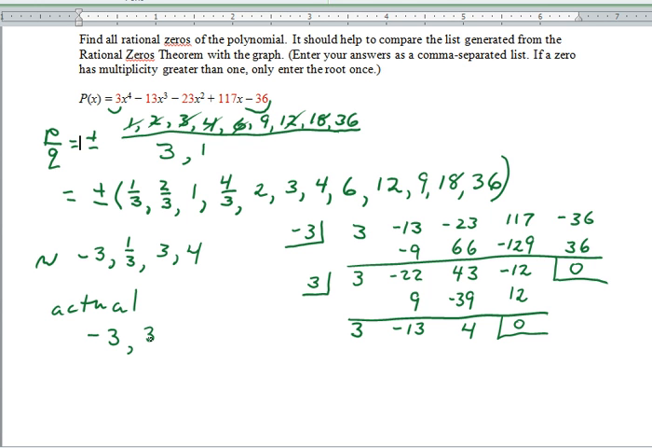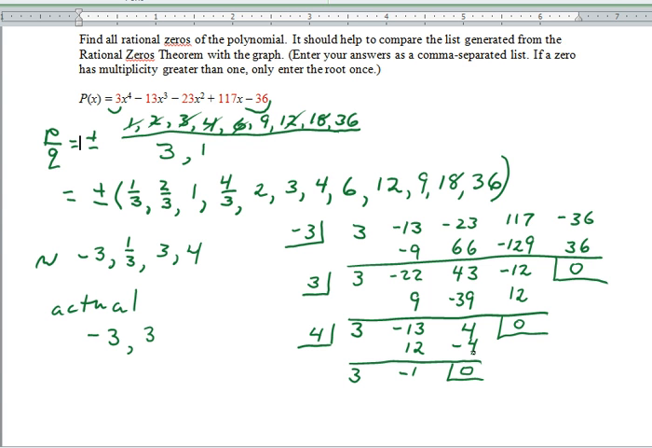Now let's try 4. Three will continue to be the leading coefficient in the next quotient. 3 times 4 is 12. -13 plus 12 is -1. -1 times 4 is -4. And we get remainder 0.